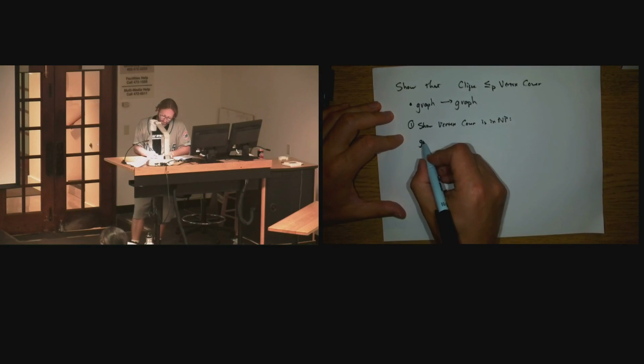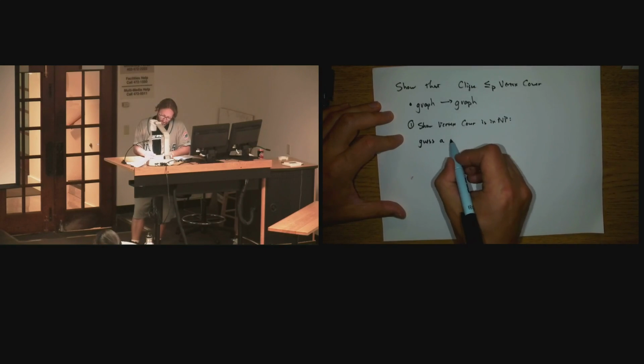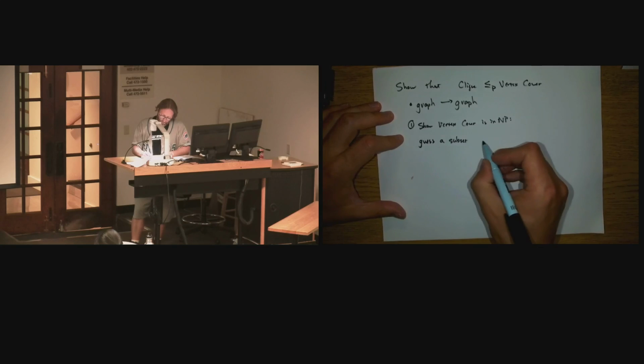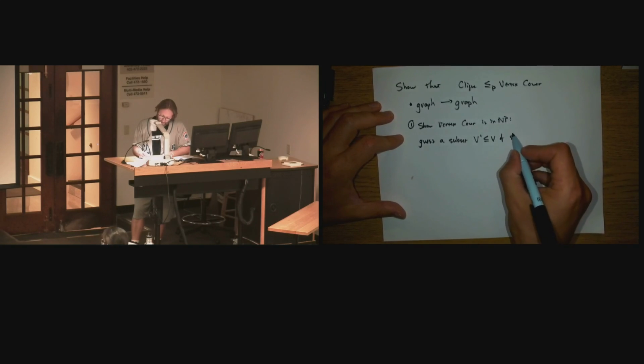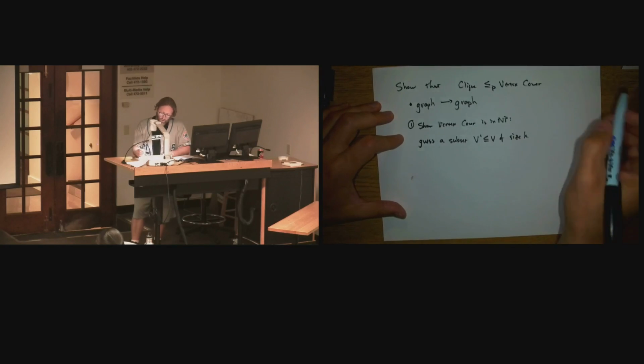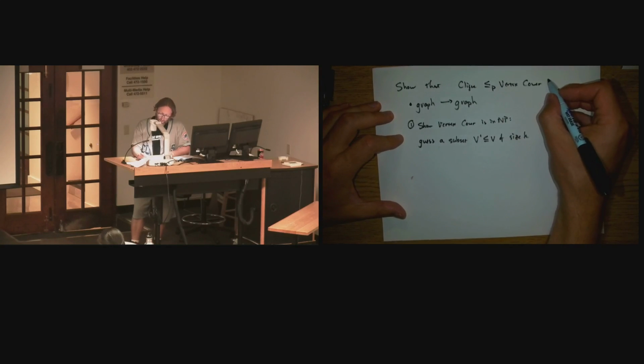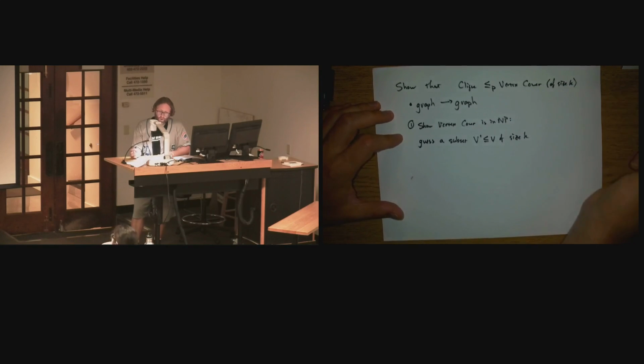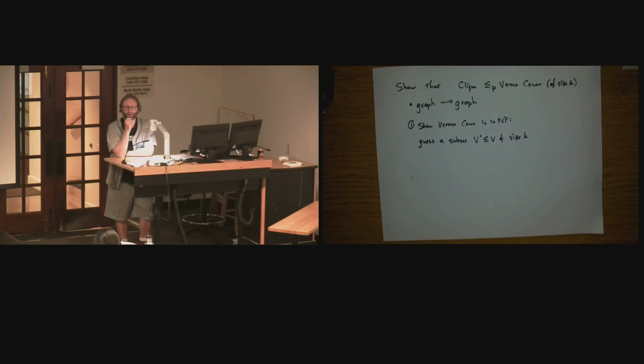So guess, here's my guessing phase, a subset V of size k. So we're going to do the decision version, vertex cover of size k. We're not going to do the optimization version, because remember, you can always take an optimization version and transform it into a decision version simply by encoding k along with your question.